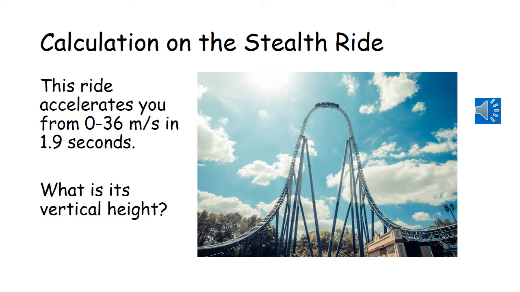In the last example, you were asked to work out a speed. This is an example where you're having to work out the distance travelled. So we've got here some data on the Stealth ride at Thorpe Park. Accelerates you from 0 to 36 meters per second in 1.9 seconds, and we're being asked what is its vertical height.